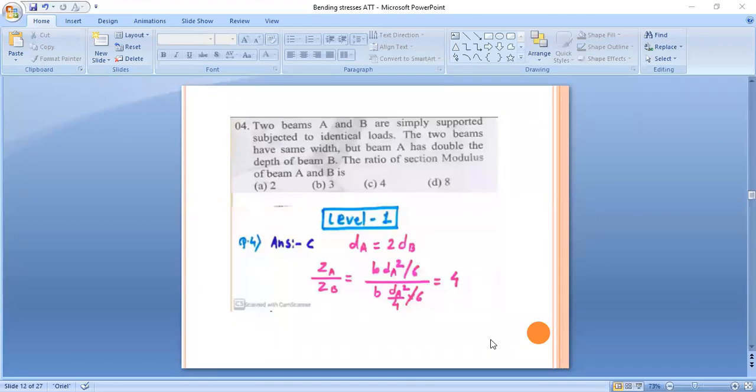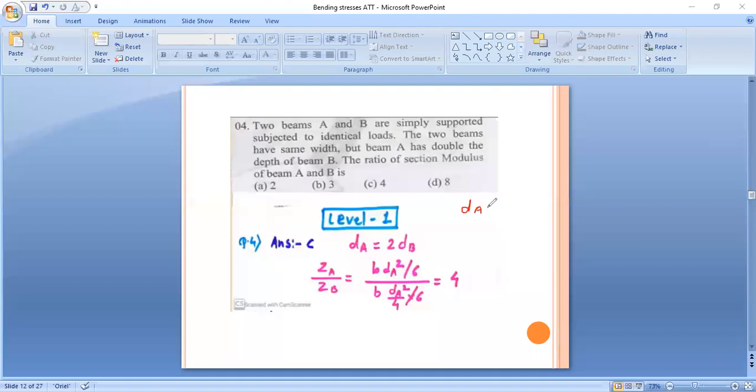Now see here, two beams A and B are simply supported, subjected to identical loads. The two beams have the same width, but beam A has double the depth of beam B. The ratio of section modulus of beam A and beam B is.